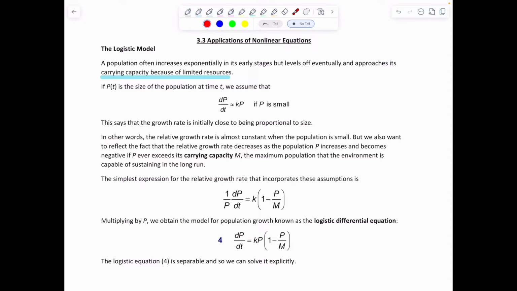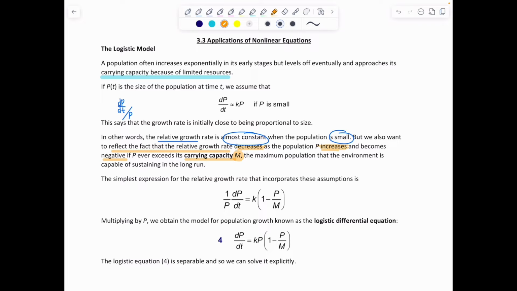In other words, the relative growth rate is almost constant when the population is small. The relative growth rate is the quantity dP/dt divided by P, relative to the size of the population. But what we want to do now is make our model more precise. We want to reflect the fact that the relative growth rate decreases as the population P increases, and it does become negative if P ever exceeds its carrying capacity, which we'll call M.